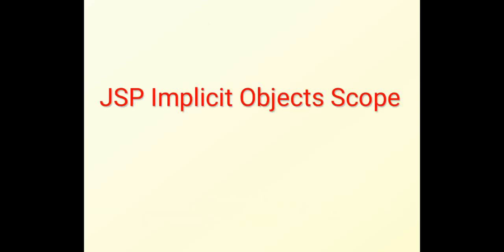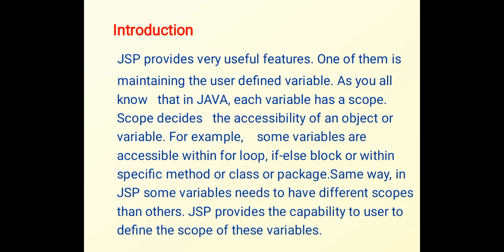Today we are discussing JSP implicit objects scope. What is scope? JSP provides very useful features, one of them is maintaining the user defined variable. As we discussed in the above lecture what implicit objects are, today we are discussing the scope of those implicit objects.